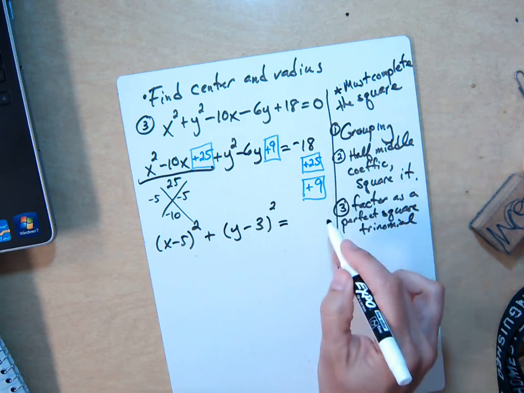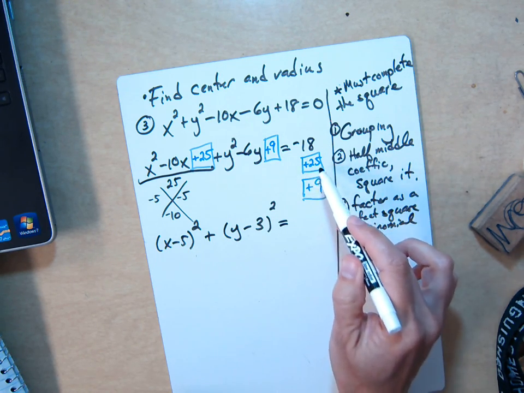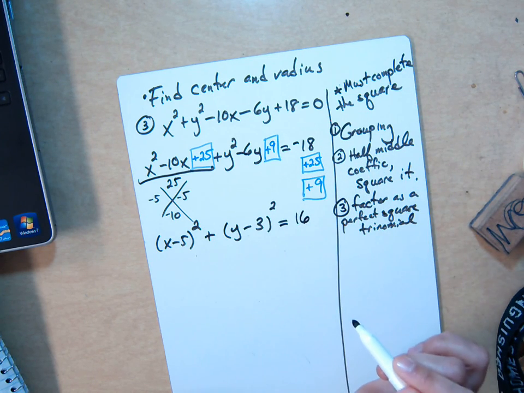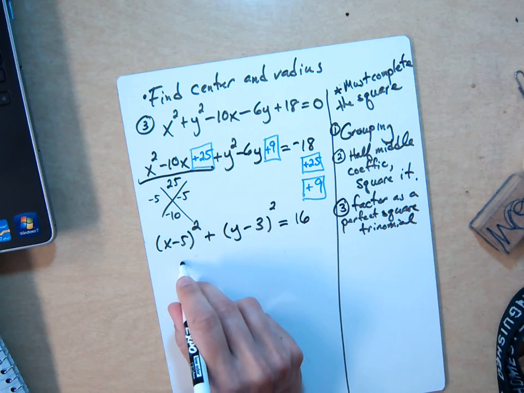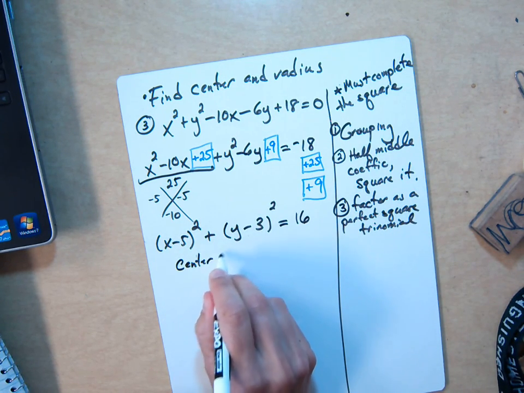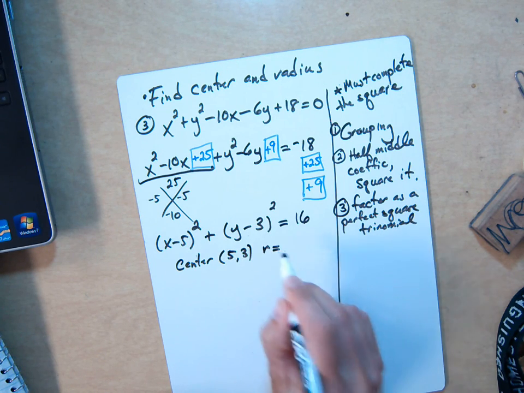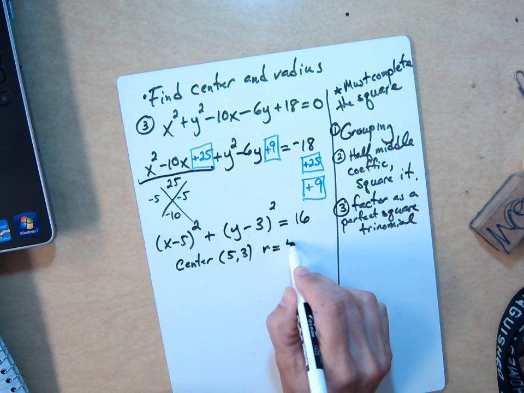So if you add these numbers together, negative 18 and 25 and 9, you'll get 16. And now look, it's in the right form. So what's the center? 5, 3, and the radius is 4, the square root of 16.